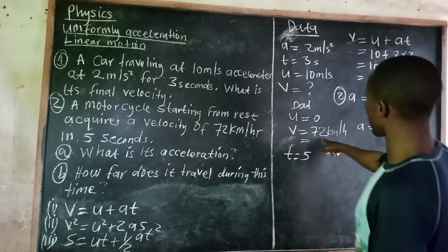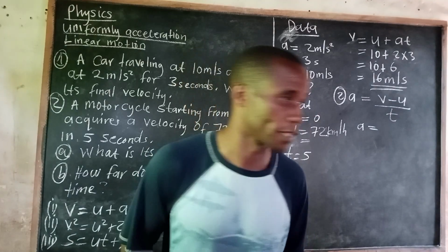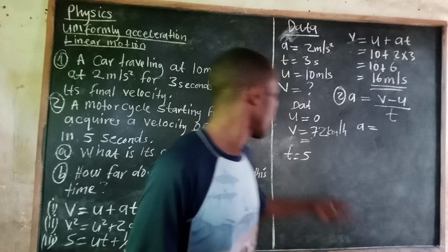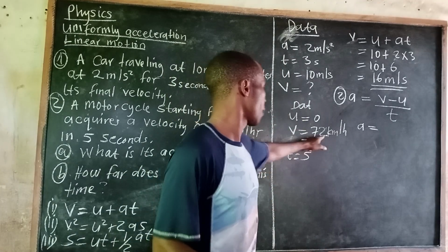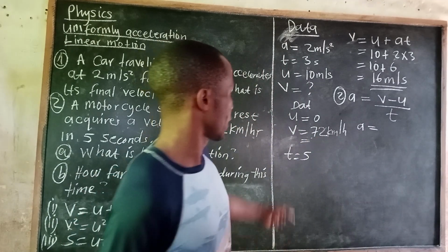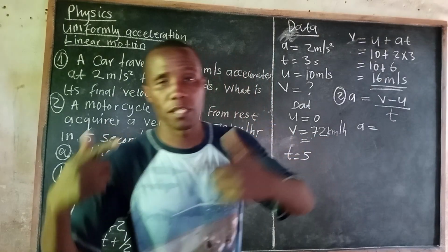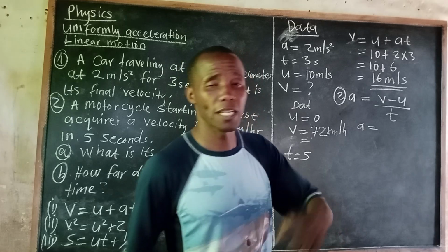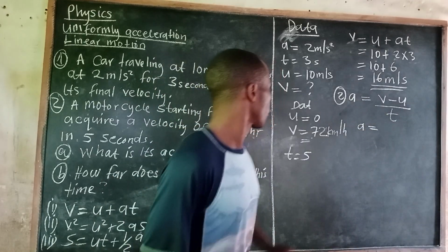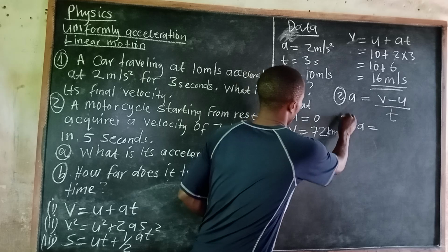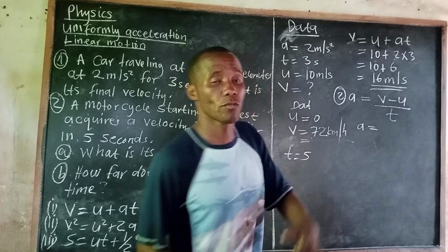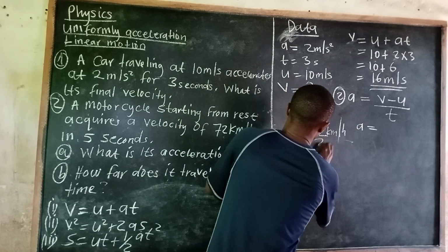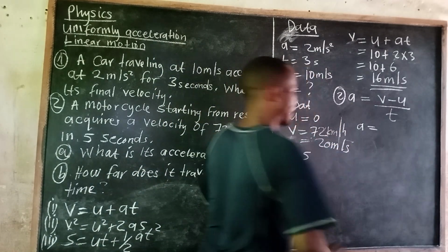So the final velocity is 72 kilometers per hour. How are we going to convert? Remember, how many meters make a kilometer? 1,000. So 72 times 1,000 is 72,000. Then we come to hour. How many seconds make an hour? 3,600. So we say 72,000 over 3,600, and we are going to have 20. So 20 meters per second.